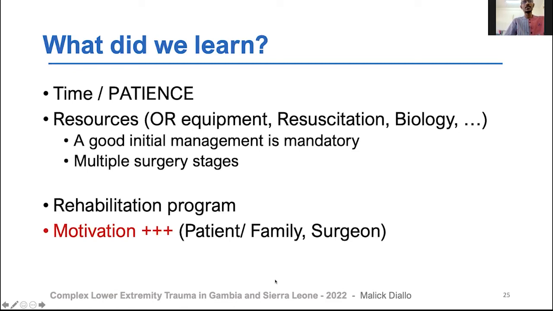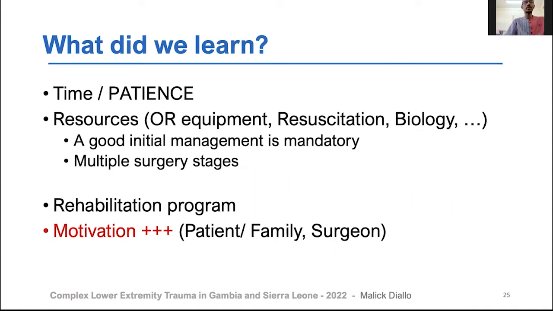This case taught us some things. The first was that we need patience. You see, we started in March 2021, and till now the treatment is not finished. So you have to be patient, and the patient also has to understand everything. And we also need resources: for the operating room, for instrumentation, for biology. An initial good management is mandatory. And we need multiple-stage surgery and a good rehabilitation program.